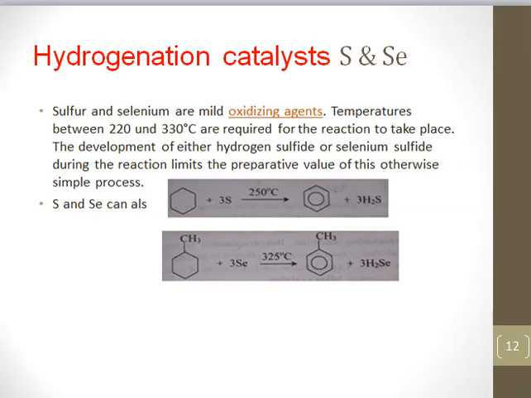Although the reaction is very simple, very easy and occurs in mild conditions, you don't have to give high temperature for this reaction, but because of this foul smell of hydrogen sulfide or selenic acid, this reaction is not preferred, right? So although otherwise selenium and sulfur, both can be used for generation of aromatic ring, or these are very useful for aromatization.